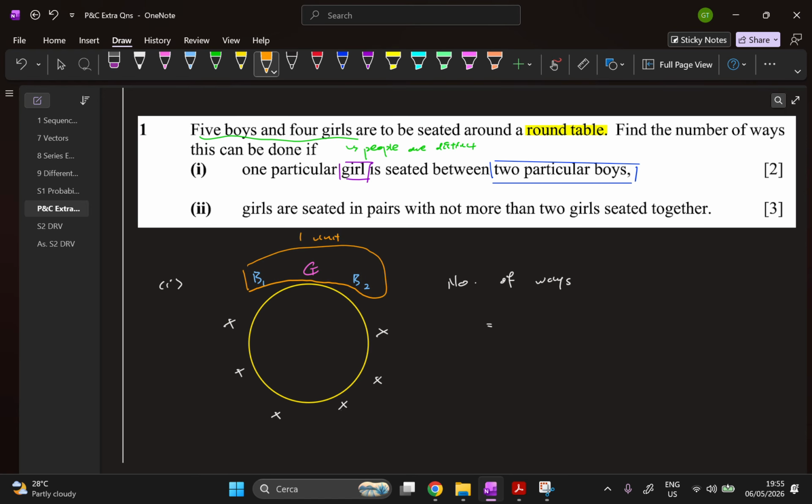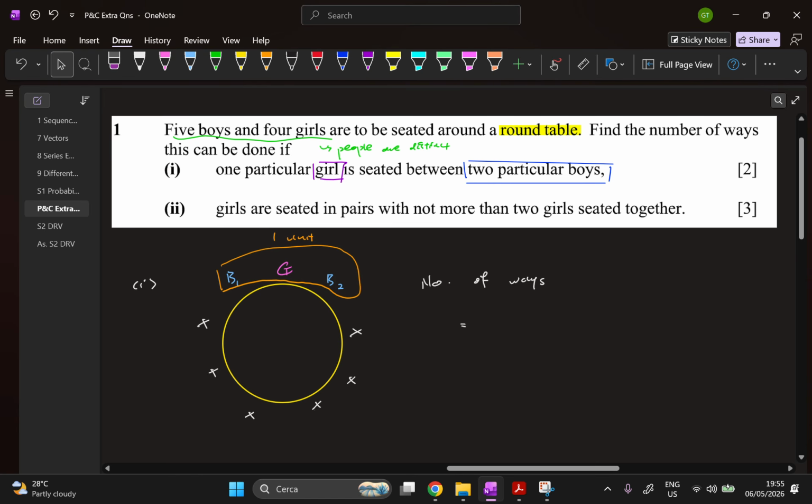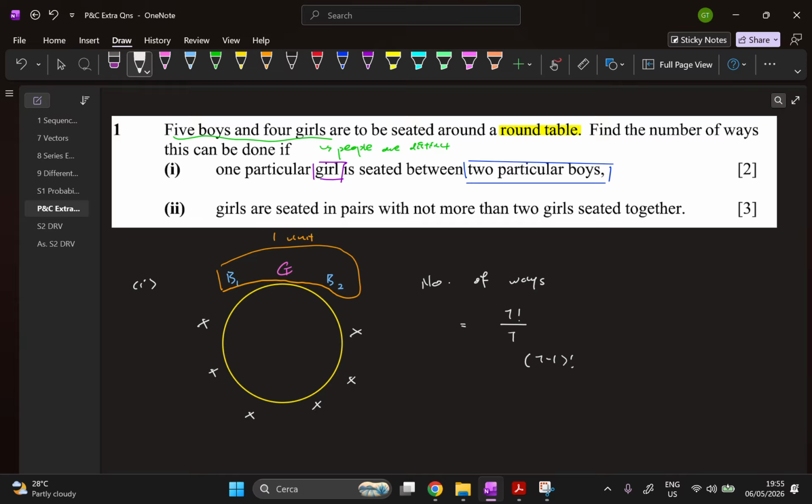And then the other 6 positions marked with an X are all their own units. So how many units do I have in total? 7 units, right? So how do I arrange 7 units in a circle? 7 factorial over 7. Remember this formula? Or you can also write 7 minus 1 factorial. But I prefer 7 factorial over 7 because I find that it's very important to remember that this over 7, the goal of this is to get rid of the rotational symmetry of a circle.